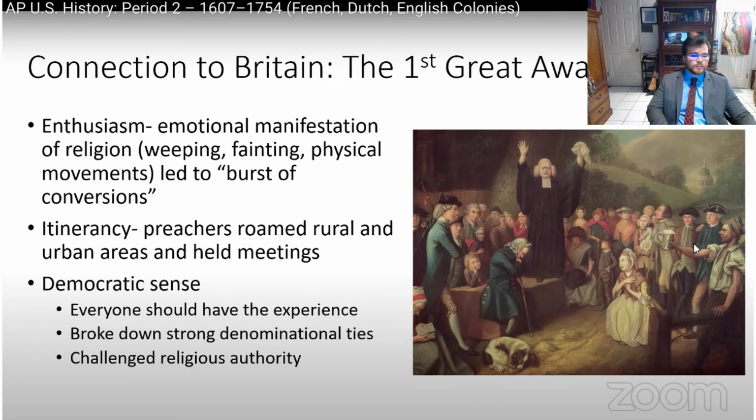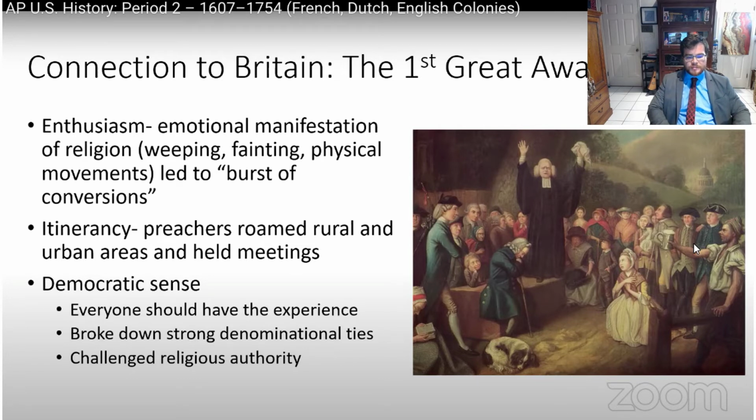So, itineracy: preachers roamed rural and urban areas and held meetings. So they're breaking away from tradition. We're not going to have a big fancy church where the pastor is in control of everything. It's going to be more democratic. Why focus on a big church? You can have little churches in the forests or wherever, out in the backwoods, to just spread the word, right? It doesn't have to be fancy and extravagant. So a democratic sense is emerging. Everyone should have an experience, not just the preachers in charge of everything.